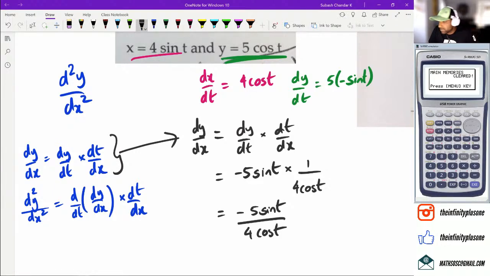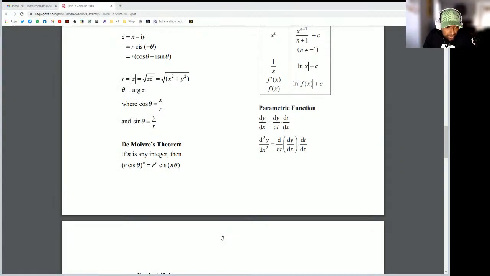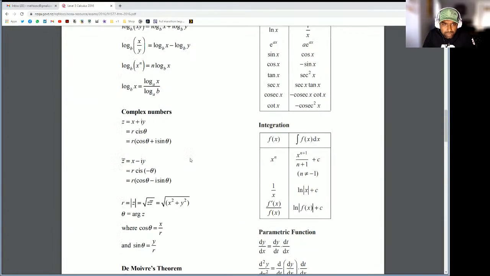Now I'm going to be honest with you guys, a lot of people see this and then they go, oh, I'm going to use quotient rule for this. Just remember that if you go into your formula sheet, you will be given, can't remember, do you actually get given the sine over cos? Let me have a look.